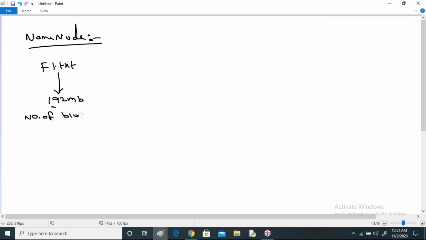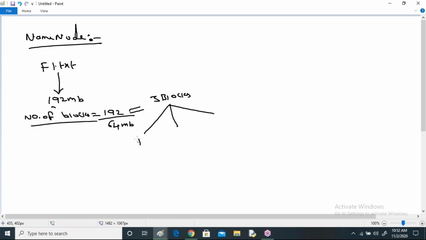The number of blocks in Hadoop equals file size divided by the default block size. In Hadoop, the block size is always 64 MB by default, meaning the file is divided into blocks of 64 MB each. So any file of any size is divided into 64 MB blocks. Here, 64, 64, 64, so you get three blocks: B1, B2, and B3.